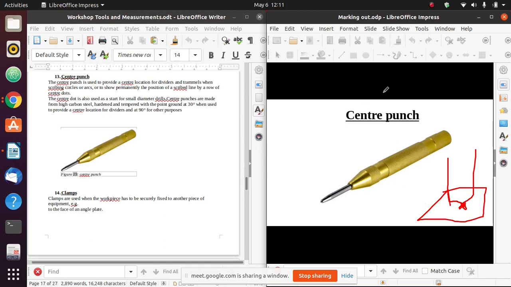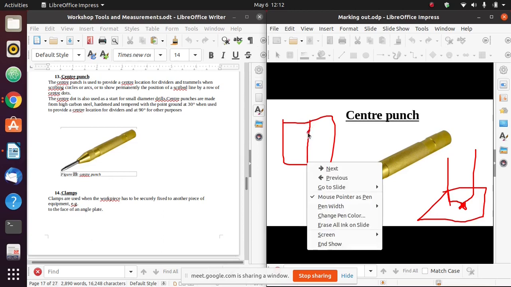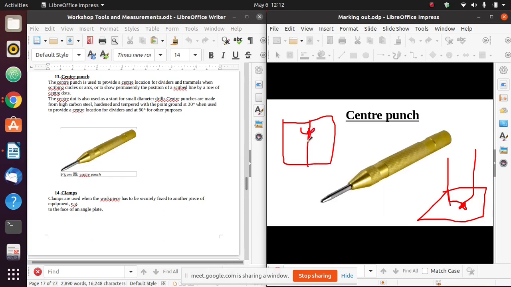I can also use this center punch to permanently mark the position of a scribed line on a workpiece. For example, this is my workpiece, and I have scribed a line using my scriber on that workpiece. To ensure that this line is visible permanently, I will punch center points on this line to permanently show the position of that line, by punching a row of center dots. Okay.